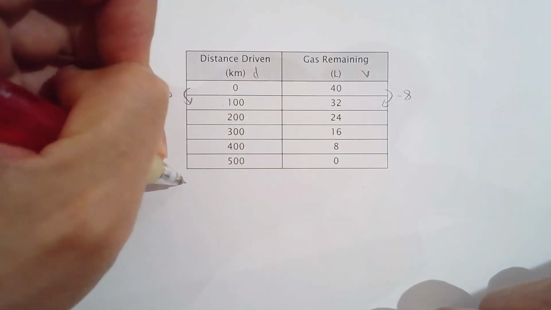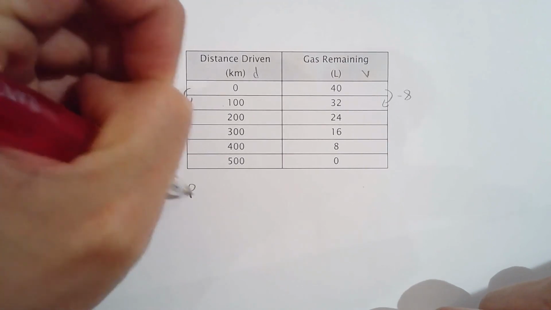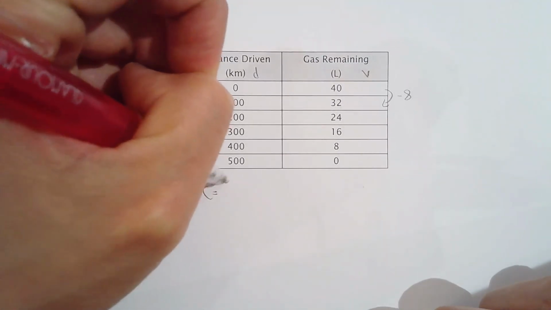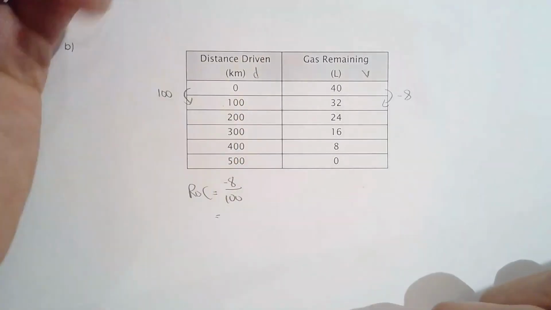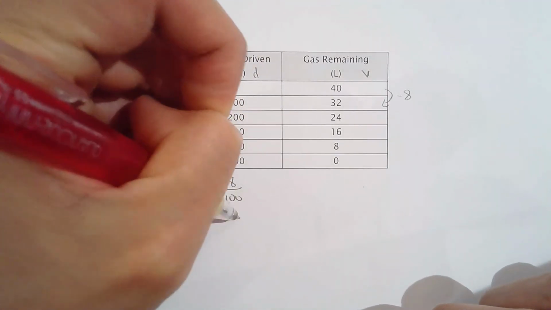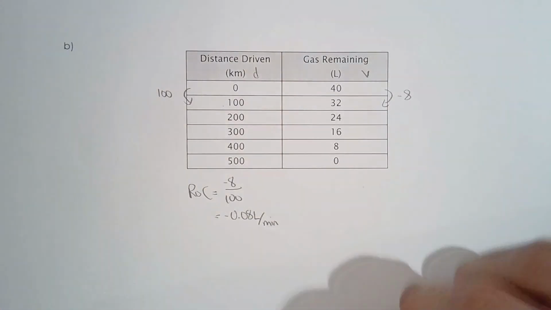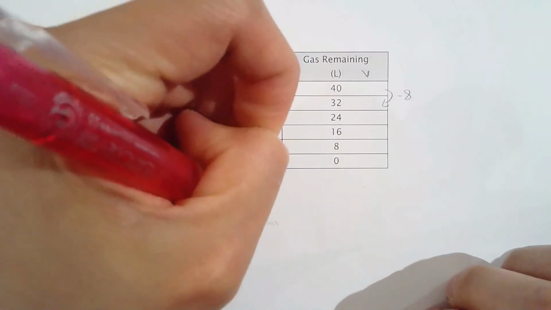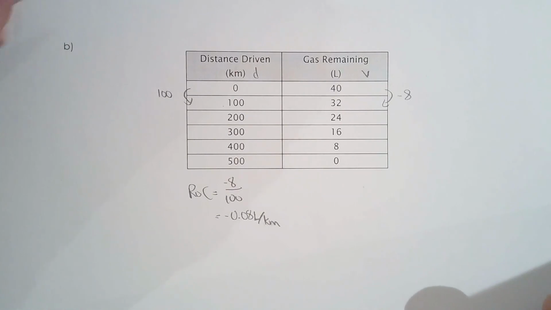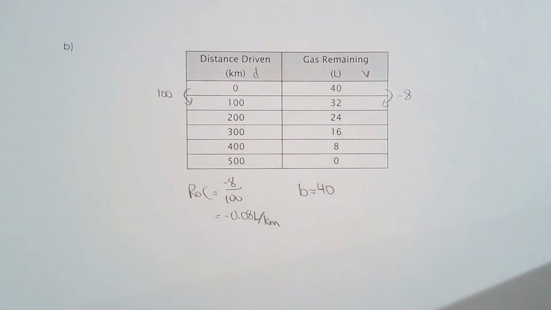Okay. You don't have to fill in all the values here. Rise, run. So rate of change is equal to -8 over 100. You can change it to decimal if you want. A lot of students prefer decimal, so -0.08 liters per, oops, not per minute, per kilometer. So each kilometer you drive, you are consuming about 0.08 liters of gas. And the initial value is 40 liters. So right off the bat, you have 40 liters in your gas tank.